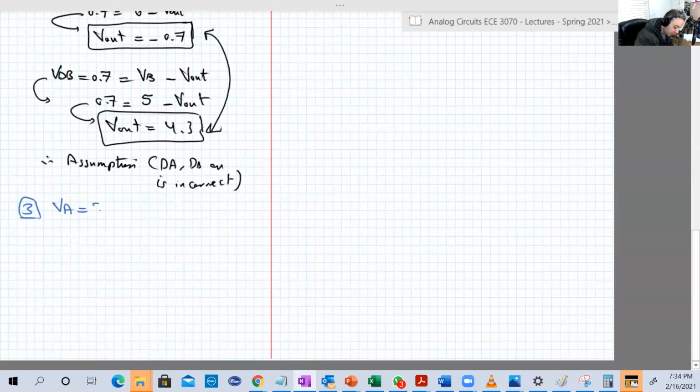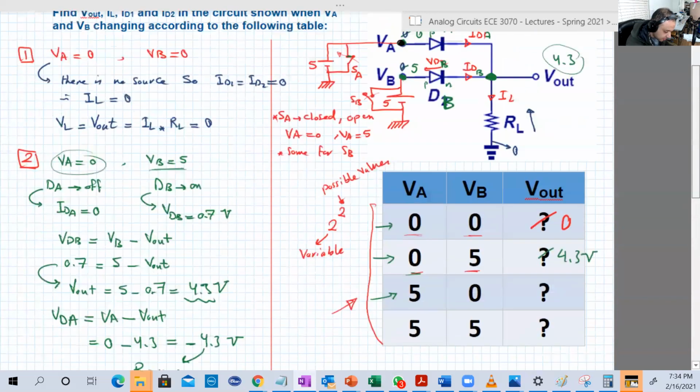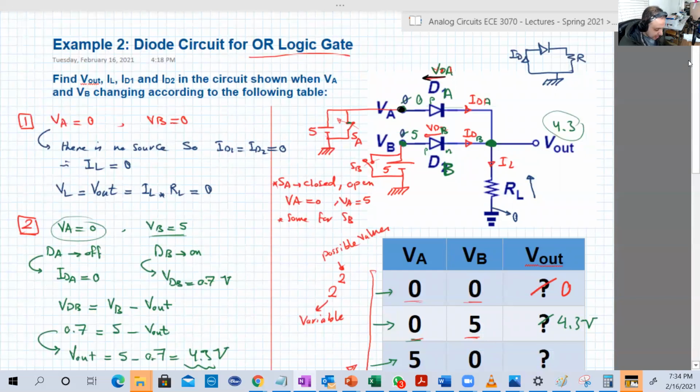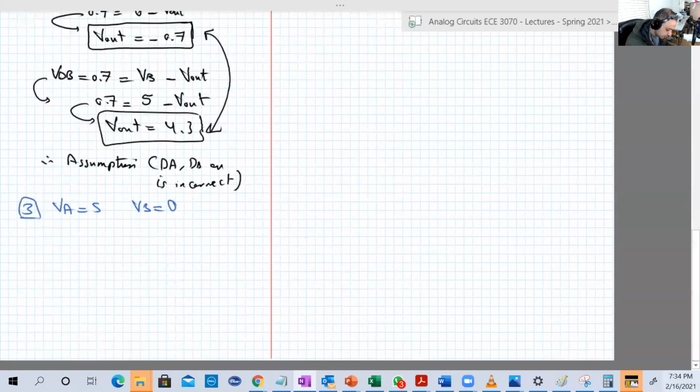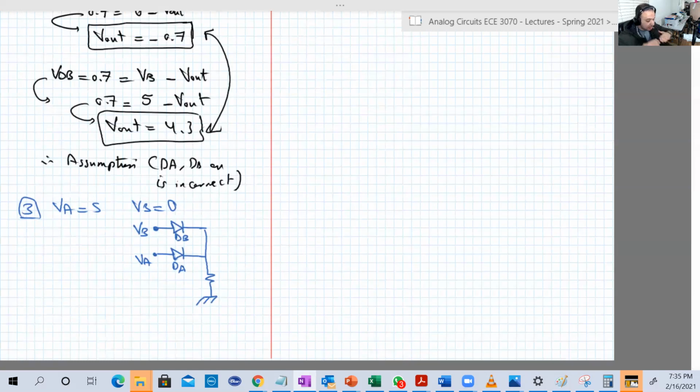VA 5, VB 0. Just look at this circuit here. If we draw it in that way, and call this VB and call this VA, and this is DB, DA. I mean, we just changed the order. This was top, it became now bottom. I mean, DA or DB, and DB was bottom, it became up. Does this change the circuit? No.